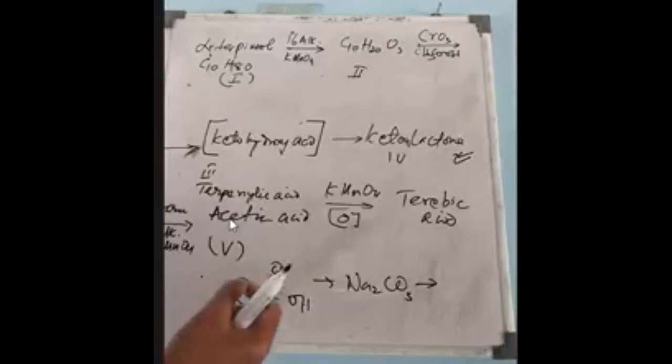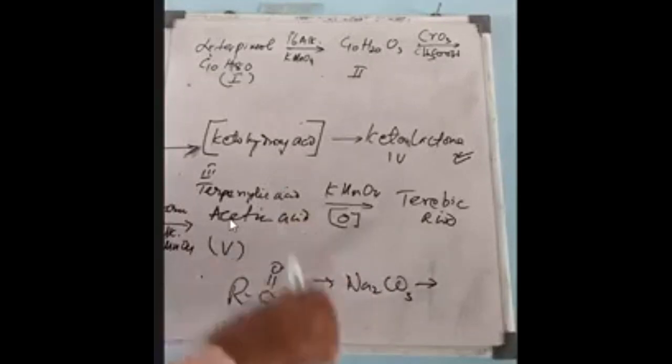Whenever we want to check whether an unknown compound contains a carboxylic acid or not, we simply prepare a solution of sodium carbonate and dissolve it. If effervescence is produced, it means the compound contains a carboxylic acid. This is a simple test for the presence of carboxylic acid. Otherwise, we can also use litmus. Other tests can also be used. It is just like the litmus test, a chemical test: you dip the litmus paper and get a change in color.